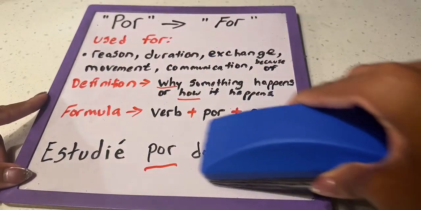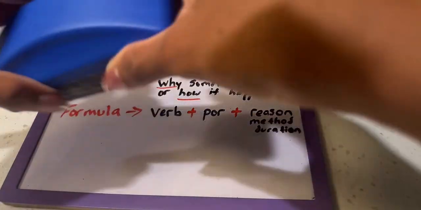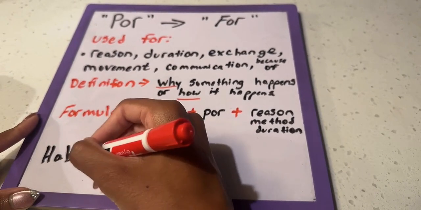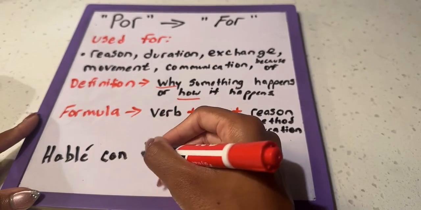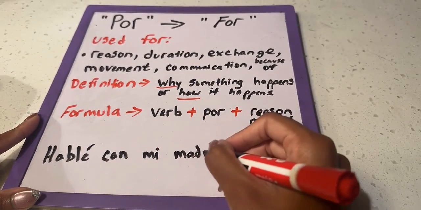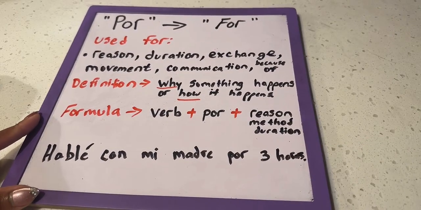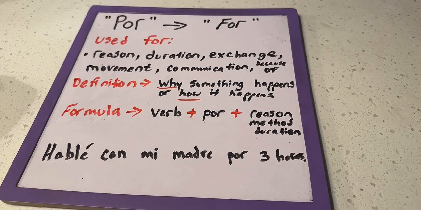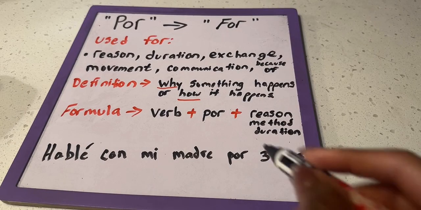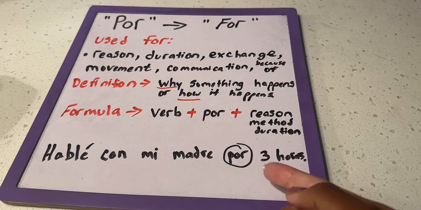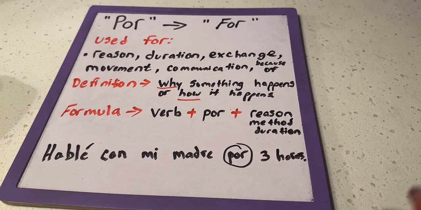And if we wanted to do another sentence like that, we can say, all right, a similar sentence. Hablé con mi madre por 3 horas, which is I talked to my mom for 3 hours. So still the same thing. Por marks the duration of time that you did something. It's like how long you did something. You could say you left something in the oven for 10 minutes. You talked to somebody for 3 hours. You studied for 2 hours, for 2 minutes, 2 months, 2 weeks. It doesn't matter. Anytime you have duration, we're going to use the word por.